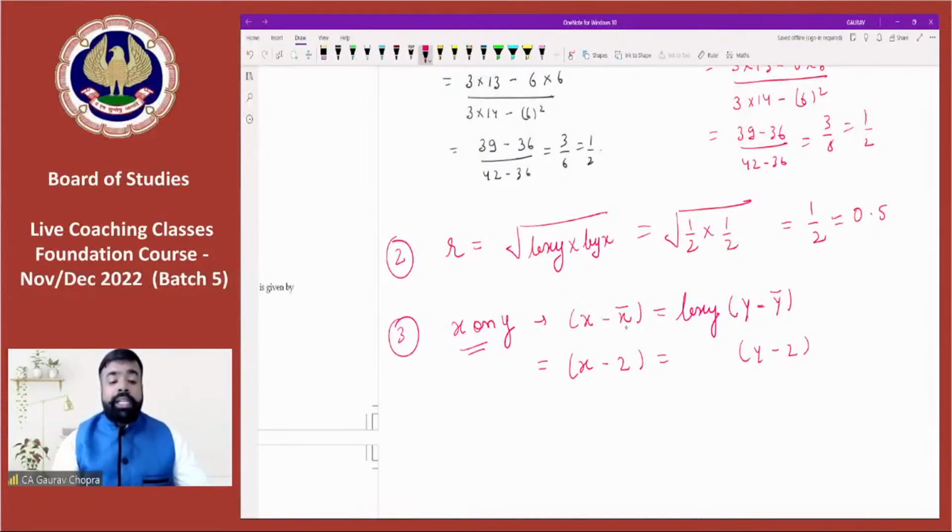Now bxy, the value of bxy is half. So let us write half and check what the equation is. So x minus 2 equal to 1 by 2 into y minus 2. Now we can do the cross multiplication. So 2x minus 4 is equal to y minus 2.